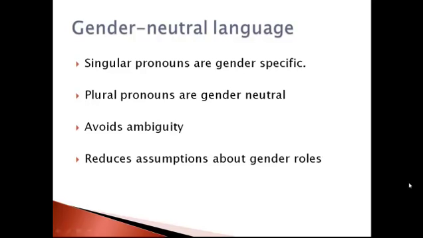Another area of pronoun usage that you should be aware of is gender-neutral language. Singular pronouns such as he, she, his, or hers are gender-specific. To make writing gender-neutral, authors should shift to plural pronouns such as they, them, and their when expressing ideas. Be aware of your use of singular versus plural pronouns, as plural pronouns help avoid ambiguity and reduce assumptions about gender roles.